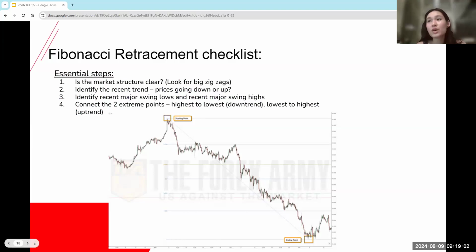Okay, so a couple of steps that we can look at. Firstly, is the market structure clear? We want to look for any big zigzags that we talked about earlier. Okay, and then we want to identify the recent trend. So is our price going down or up? Next is to identify recent major swing lows or swing highs, and then connect the 2 points. Basically, the highest to lowest in a downtrend and the lowest to highest in an uptrend.